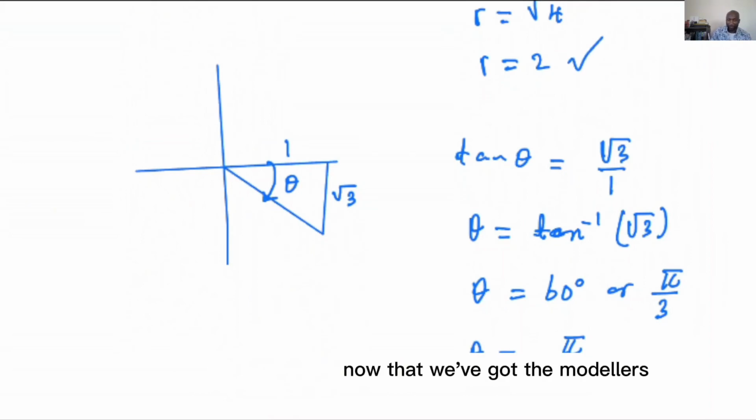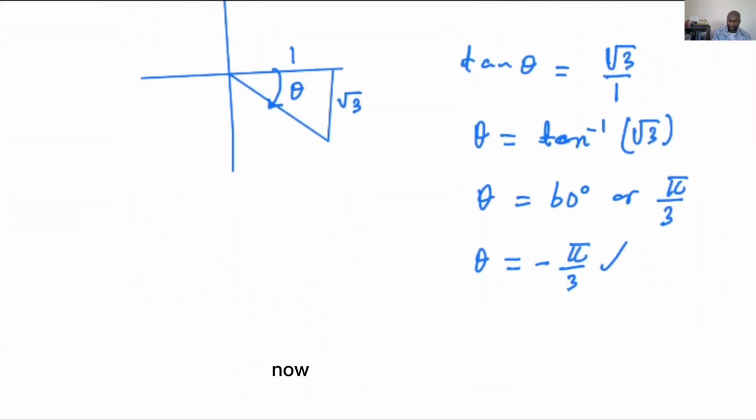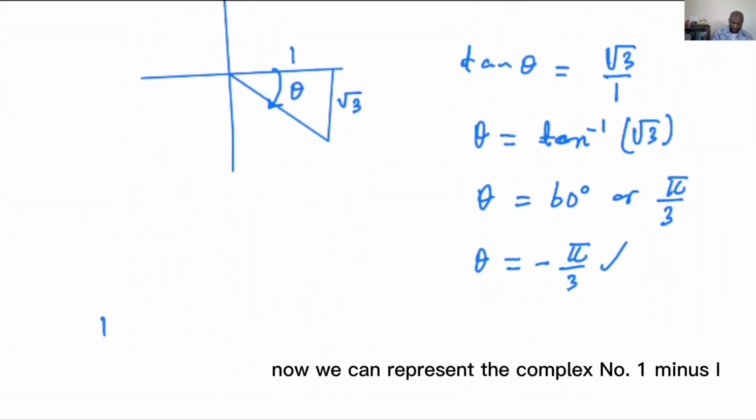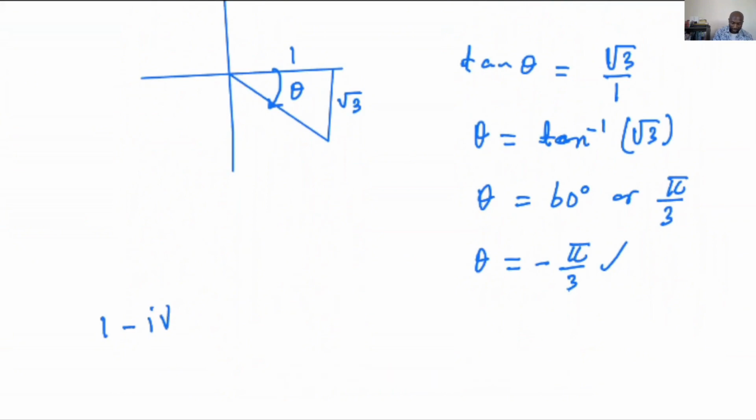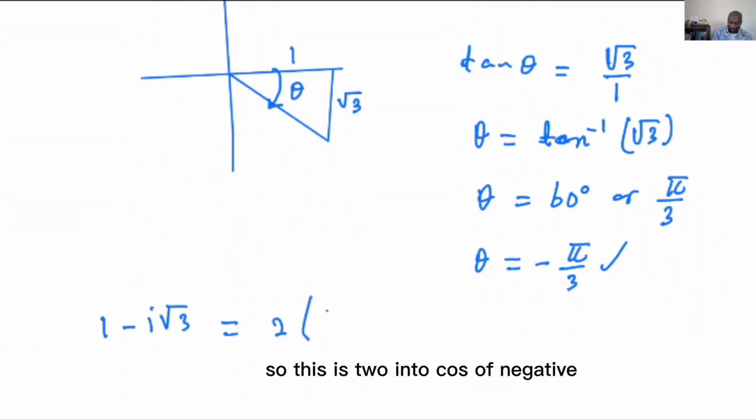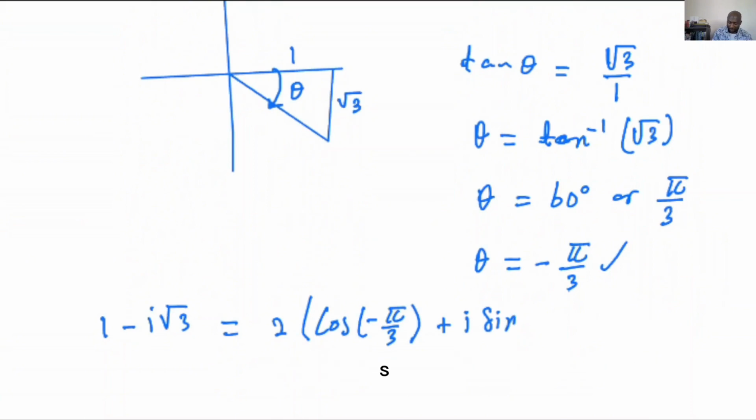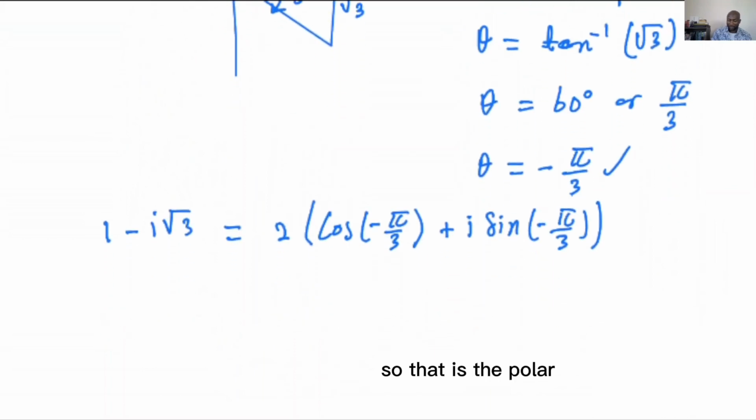Now that we've got the modulus and we've got the argument, we can represent the complex number 1 minus i root 3 in polar form. The modulus is 2, so this is 2 into cos of negative pi over 3 plus i sine of negative pi over 3. So that is the polar form of the complex number 1 minus i root 3.